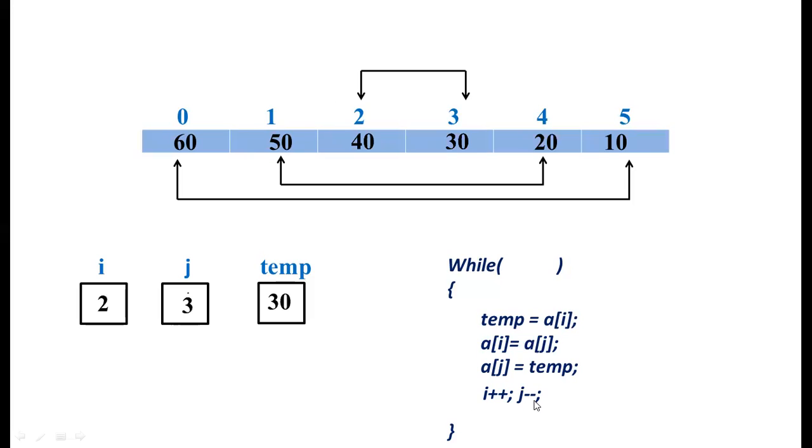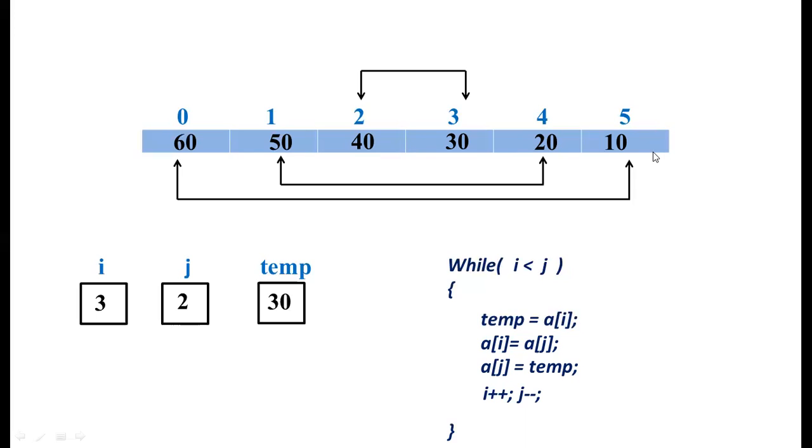Now again the i value will become 3 and the j value will become 2, after i plus plus and j minus minus. So the condition is false, and we come out of the loop. So here we have 60, 50, 40, 30, 20, 10. So we have reversed all the elements in the array by swapping.